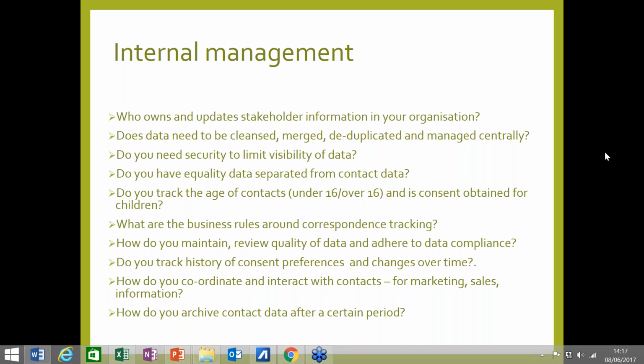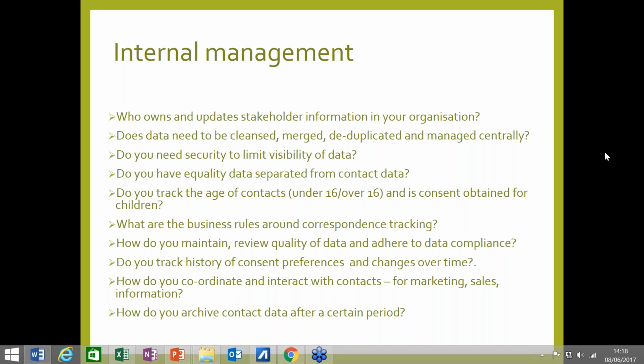So somebody needs to take ownership to make sure that data is up to date and clean, that there's not duplicates in the system, and that again, it echoes the importance of managing things centrally. The third point is about, do you need security to limit visibility of certain data? Particularly, talking about maybe children or working with vulnerable groups, is there any data that needs to have more security around it than other information?